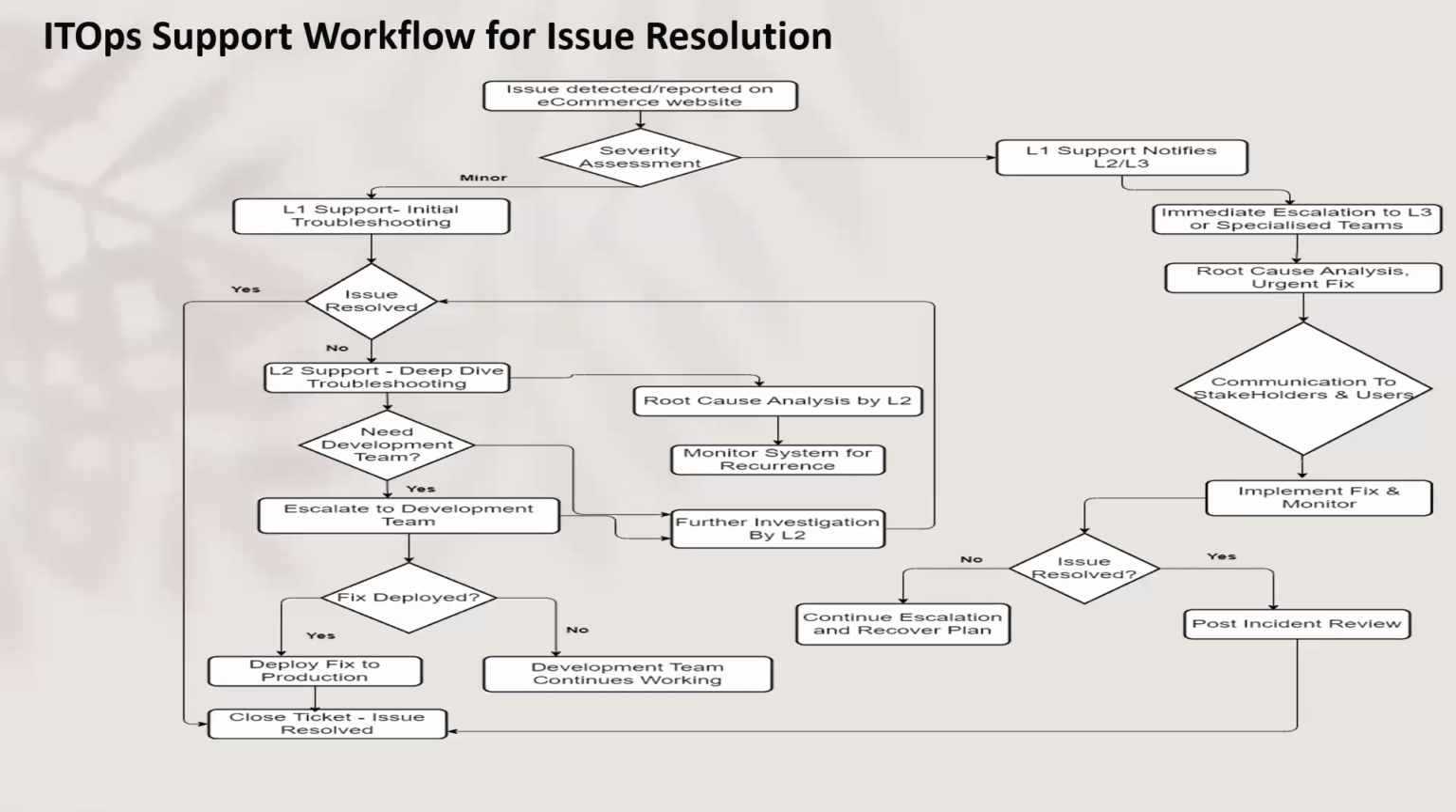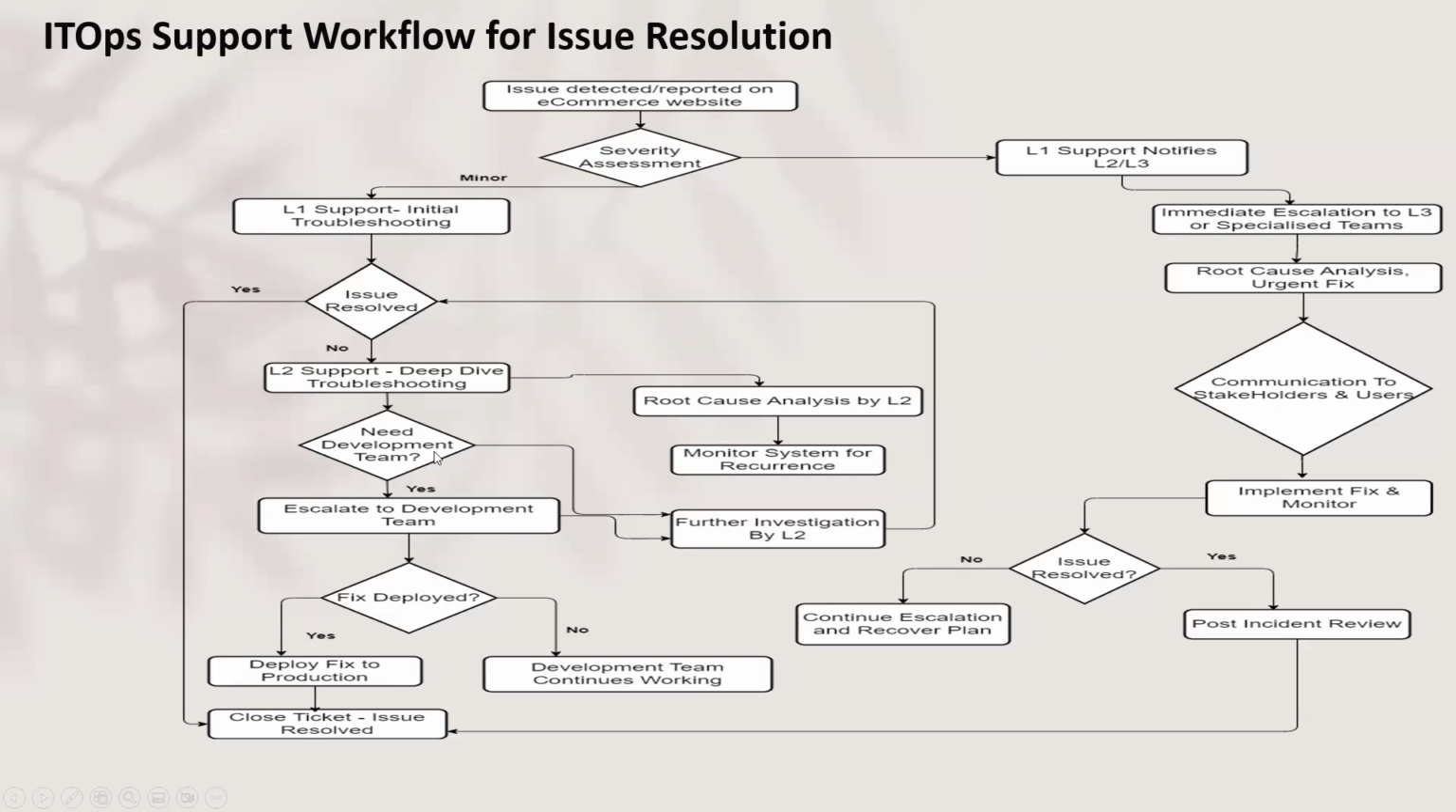L2 support does deep-dive troubleshooting. It's the L2 support team that decides if there is a need for a development team, the product group, to get involved. If the product group needs to get involved, then they escalate it to the development team. If not, and there's just some further investigation to be done by L2, then L2 investigates further and goes back to check if the issue is resolved. And this is an iterative process.